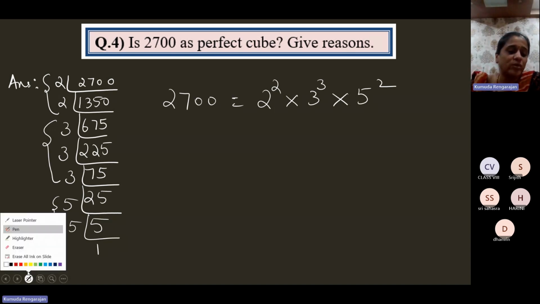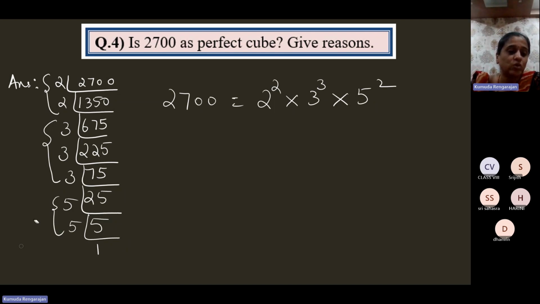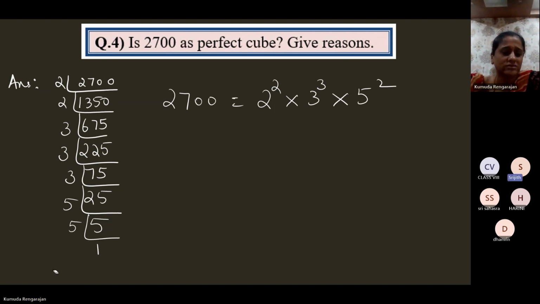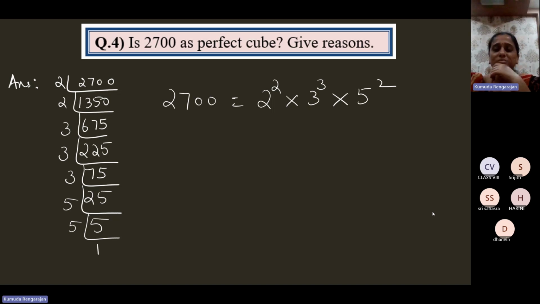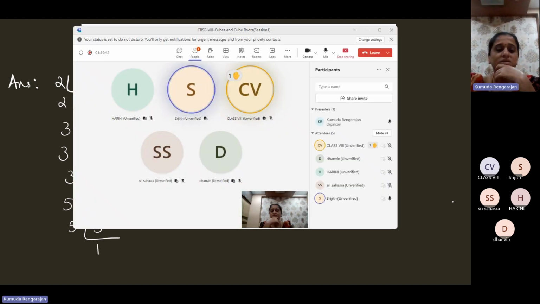Now tell me, is it a perfect square or not? I'm sorry. Is the number a perfect cube or not? Not a perfect square, ma'am. It's not a perfect cube. Why? Because? And because? Yeah. What's the reason? Because? 2 square and 5 square, ma'am. Correct. You've identified correctly. But how do you express? Because 2 square and 5 square? Yes, ma'am.